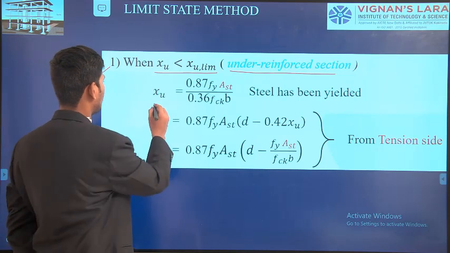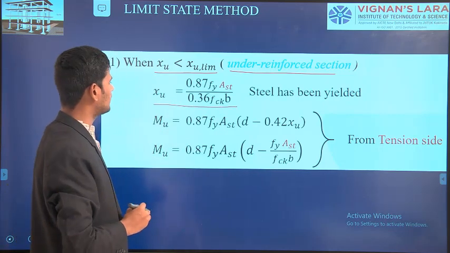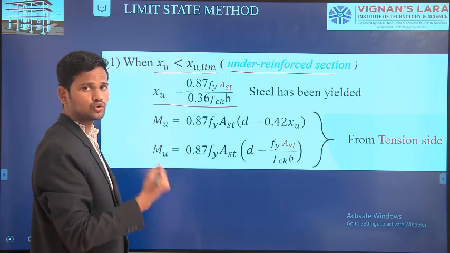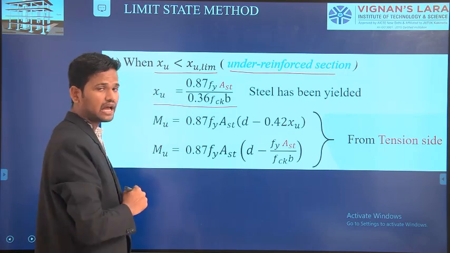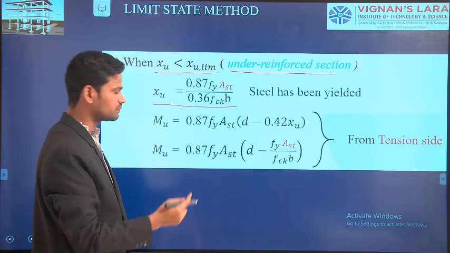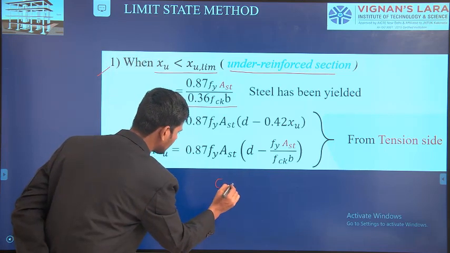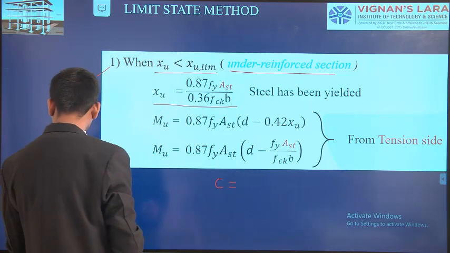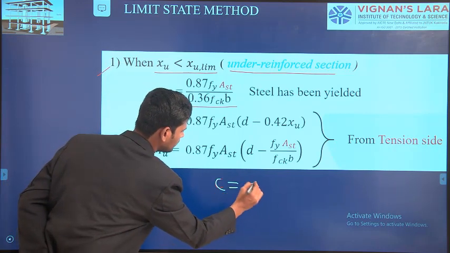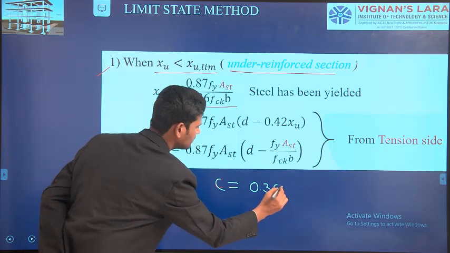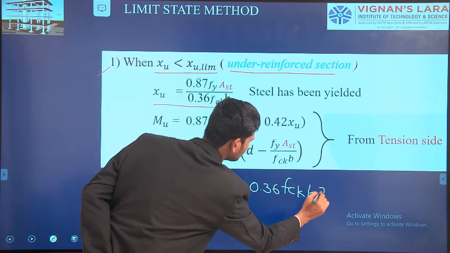And if you observe here, this is the actual depth of the neutral axis. From total compressive force equal to total tensile force, which I have written here, I calculated the actual depth of the neutral axis. Again, once more, the total compressive force acting in the concrete, C, equals 0.36 into fck into b into Xu.